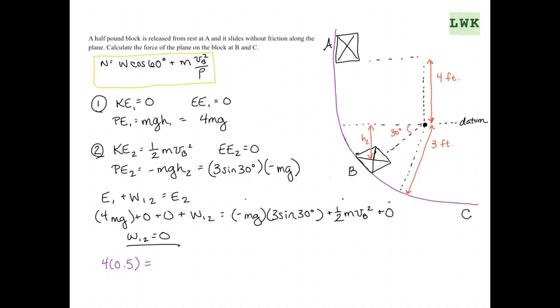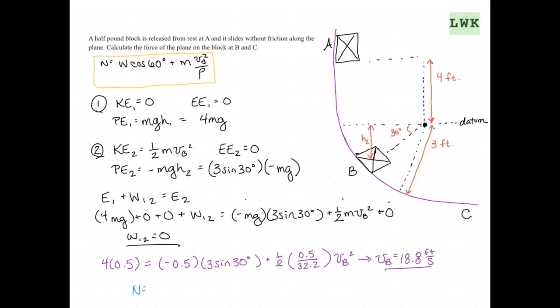So 4 times 1/2 pound, mass times gravity, is going to be equal to negative 0.5 times 3 sine of 30 degrees plus 1/2. We're going to take our mass, so we're going to say English unit problem, 0.5 divided by 32.2. That's going to give us our mass times VB squared. And that'll allow us to solve for VB, which is going to be equal to 18.8 feet per second.